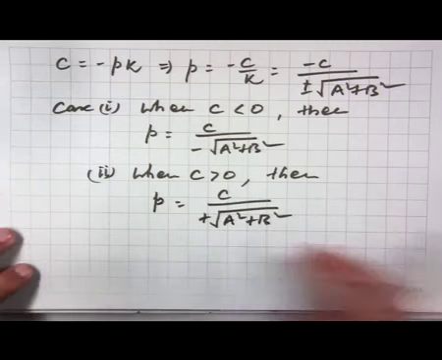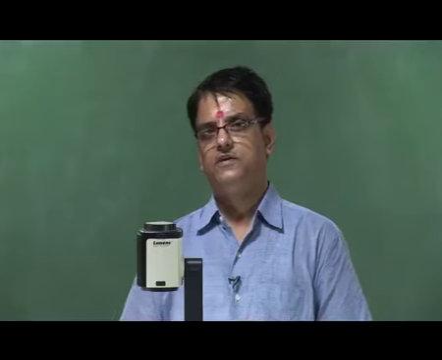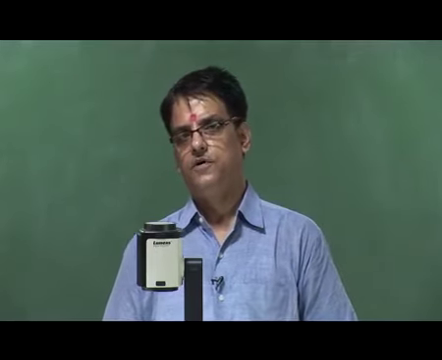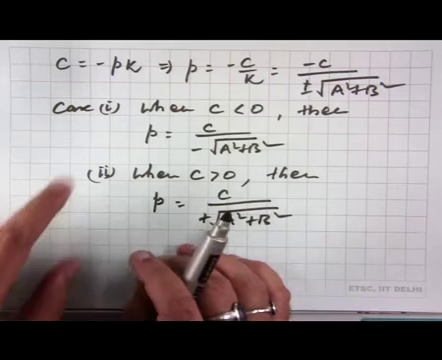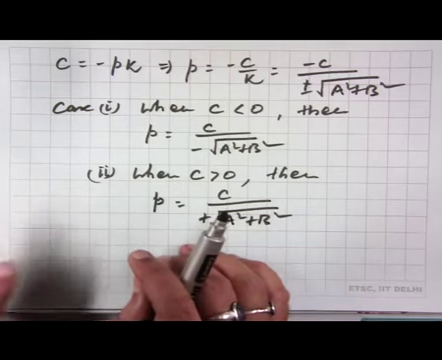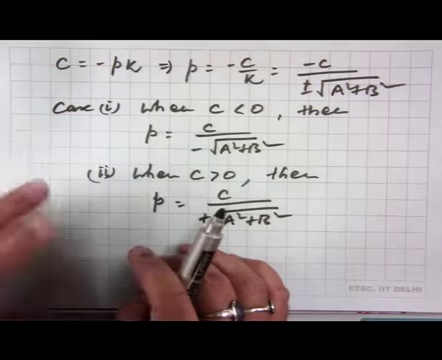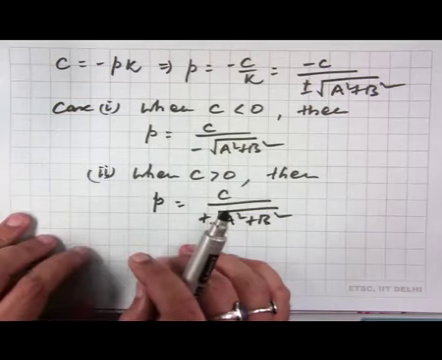So in this way we can reduce ax plus by plus c in normal form, and this p is nothing but the distance of the line from the origin. This p will give the distance of the line from the origin.